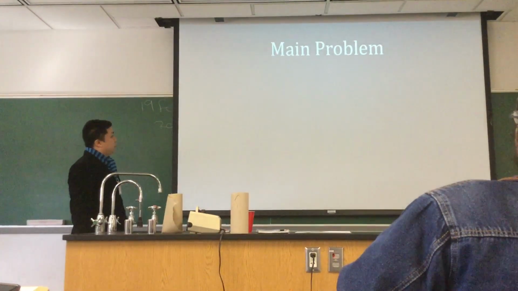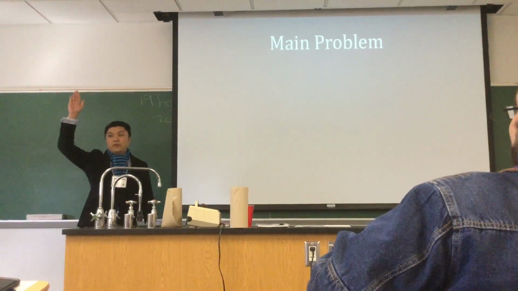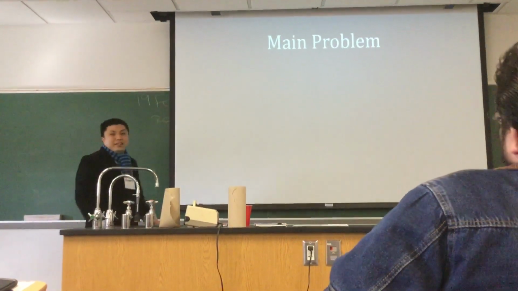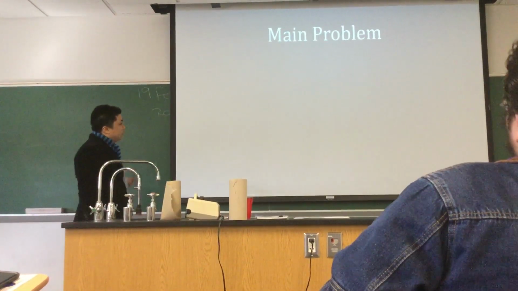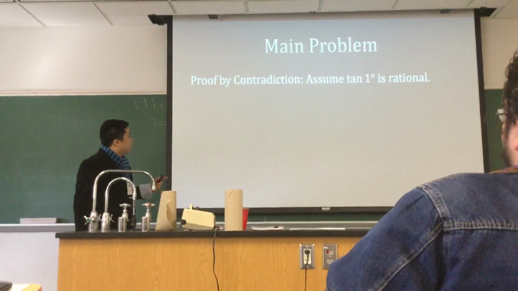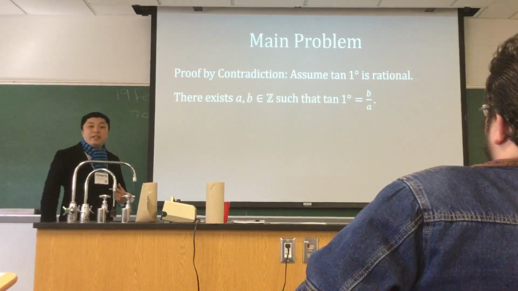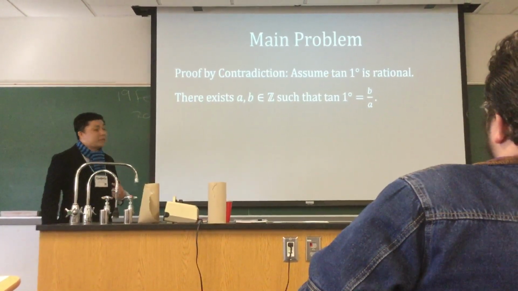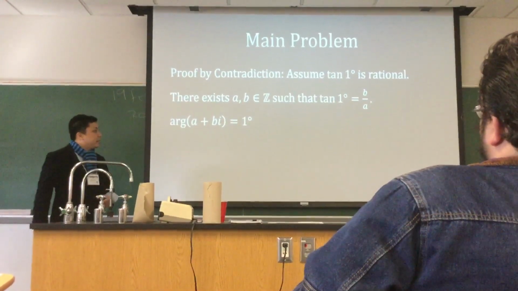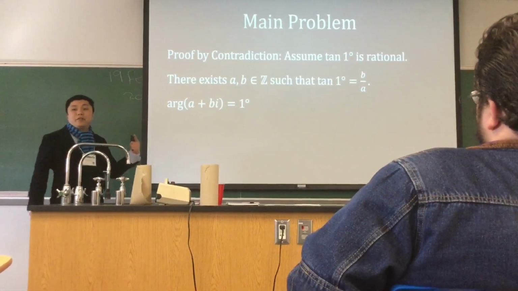So let's go back. Main problem. Who thinks that tangent 1 degree is rational? No one. Who thinks it's irrational? I see a lot of hands, so let's go with irrational. I want to use proof by contradiction, so I'll start by assuming that tangent 1 degree is rational. Then there exist some integers a and b such that tangent 1 degree is b over a, because it's rational. So it means there exists some complex number a plus bi whose argument is 1 degree.